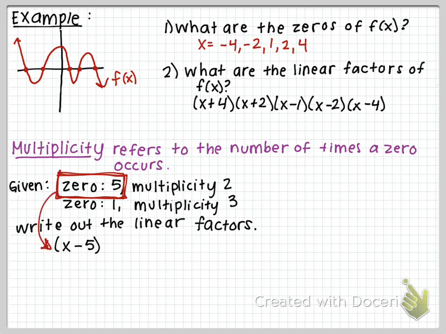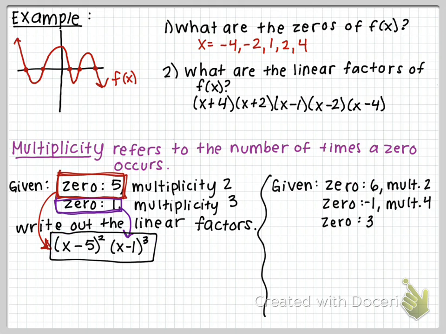That's what we've been doing. But it says multiplicity 2, which means we're going to square it. This 2 here tells me that the 0 of 5 occurs twice. And then, for a 0 of 1, we do x minus 1. And then a multiplicity of 3 means to the third power, and that would be your answer.